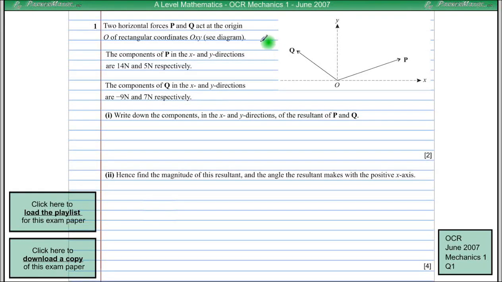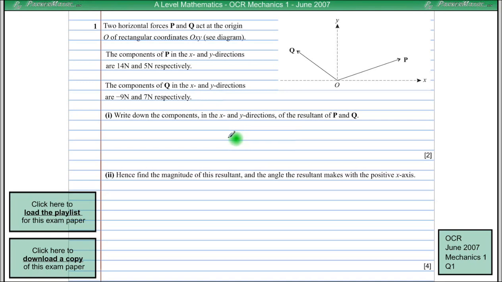Question 1. Two horizontal forces P and Q act at the origin of rectangular coordinates. The components of P in the x and y direction are 14 newtons and 5 newtons respectively. The components of Q in the x and y directions are -9 newtons and 7 newtons respectively. Part 1 says write down the components in the x and y directions of the resultant of P and Q.